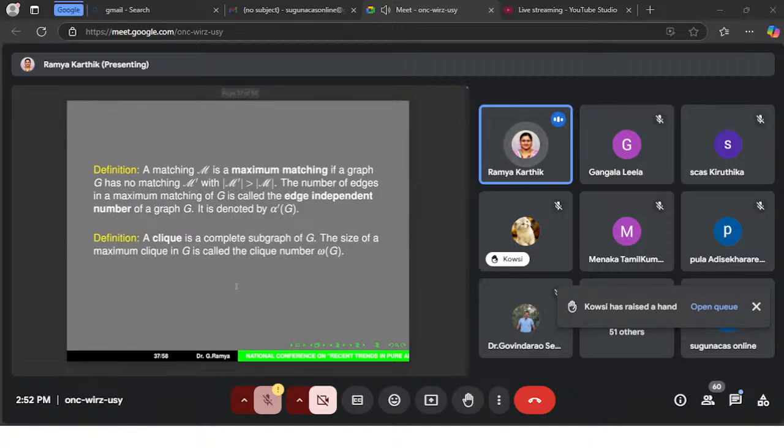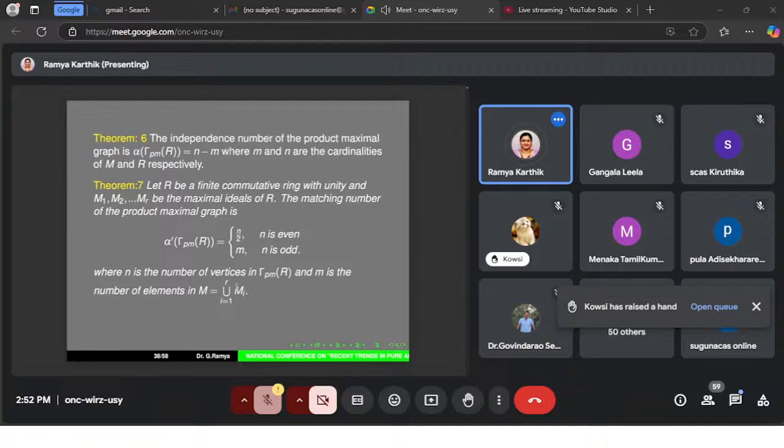And the main topic is perfect matching. A perfect matching is, if you consider an even number of vertices, like 2, 4, 6, 8, there exists a matching that covers all the vertices. That is called a perfect matching. So our product maximal graph also has a perfect matching under one condition, right? So this is the theorem. Theorem number 7 is the matching number of the product maximal graph. If n is even, like Z6, maybe Z8 or Z10, then the matching number is n by 2, and if n is odd, then the matching number is m.